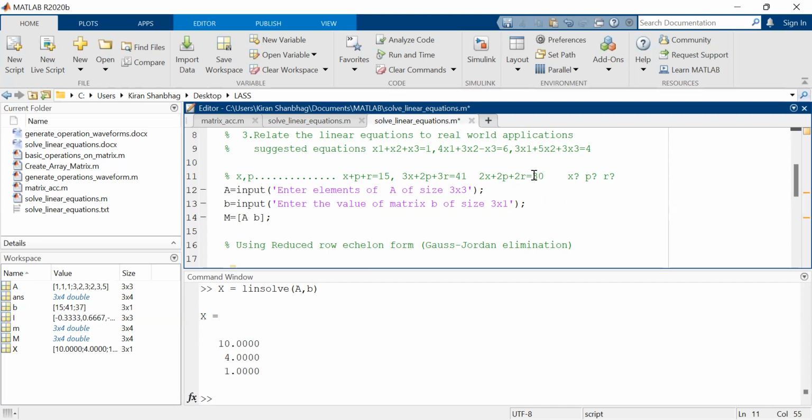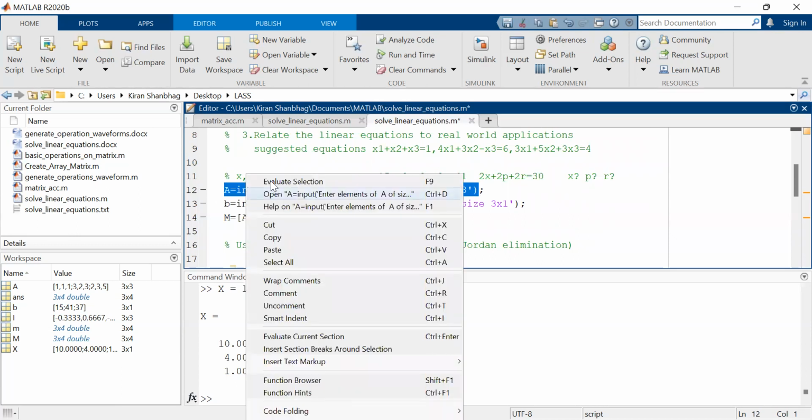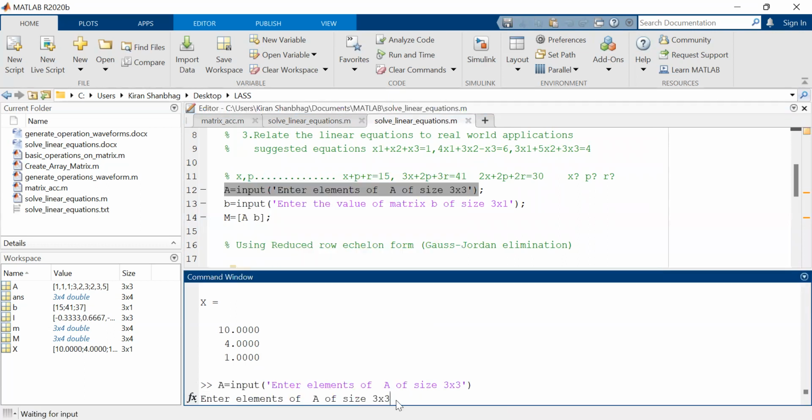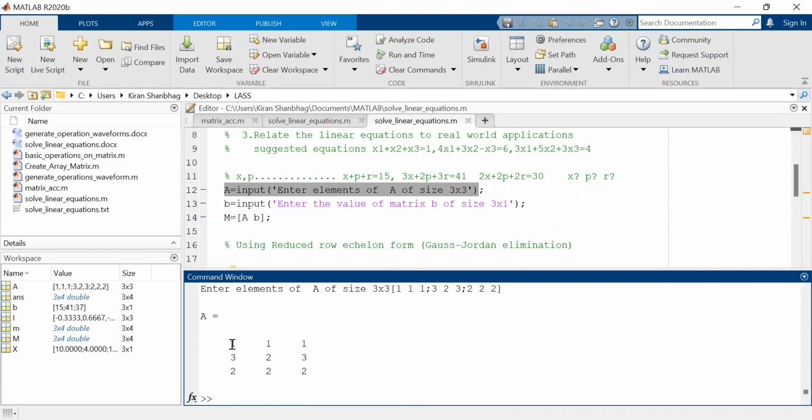Now, what is the problem here with this? Do you see some problem here? Let me just show you. I still have three equations here, and all three equations have all three variables, but there is a catch. Let me enter the first matrix here. So that's 1 1 1 colon 3 2 3 colon 2 2 2. Now do you see what is the problem here?